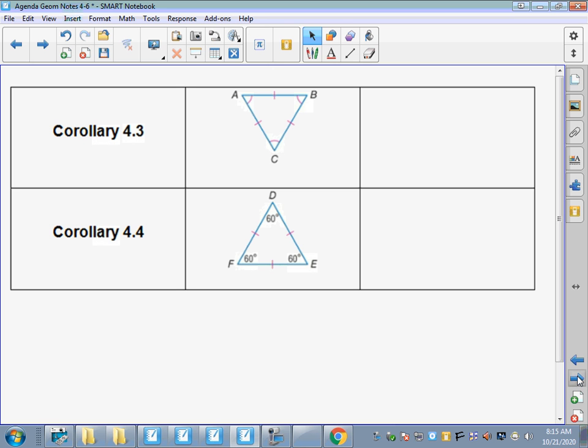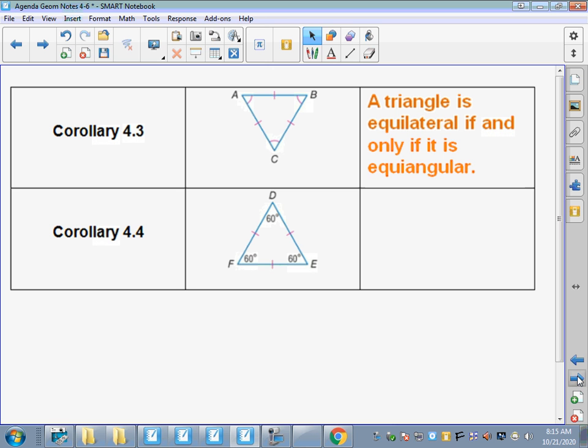Let's talk about a couple equilateral triangle things. They're called corollaries. Don't worry about memorizing corollary 4.3. Please make sure you know that a triangle is equilateral if and only if it's equiangular. In other words, equilateral means equal sides. Equiangular means equal angles. So all sides and all angles are congruent.